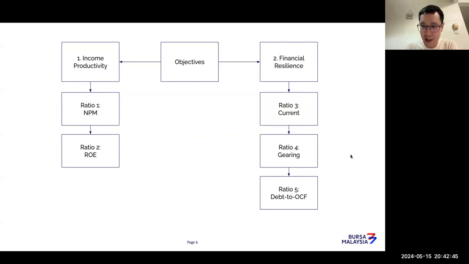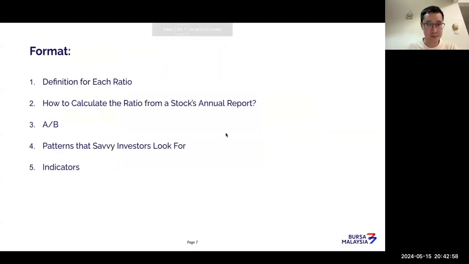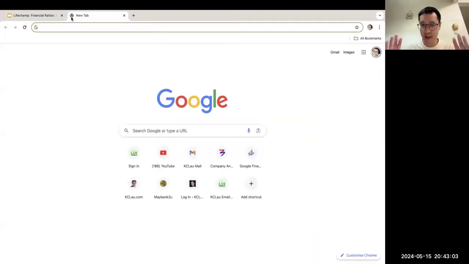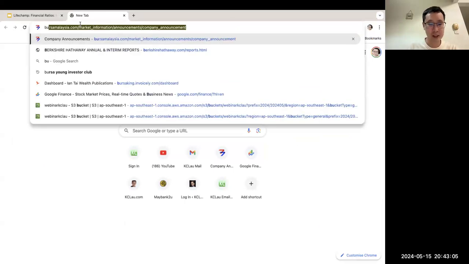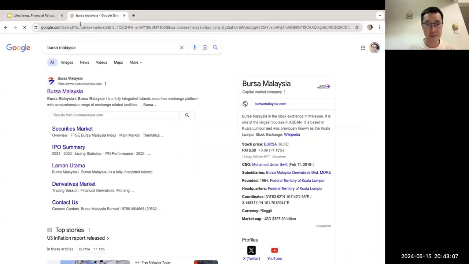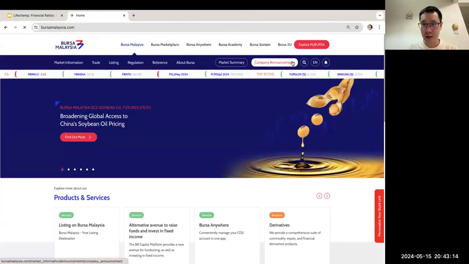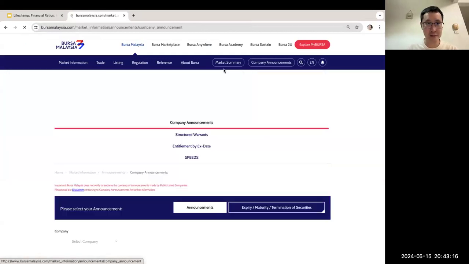I see a lot of stocks over here. What you can do right now is go to the Bursa Malaysia website, go to company announcements. I'll backtrack a bit. For those of you, whatever stock that is, just type in Bursa Malaysia. Let's say you do not know where you're going, just click on the Bursa Malaysia.